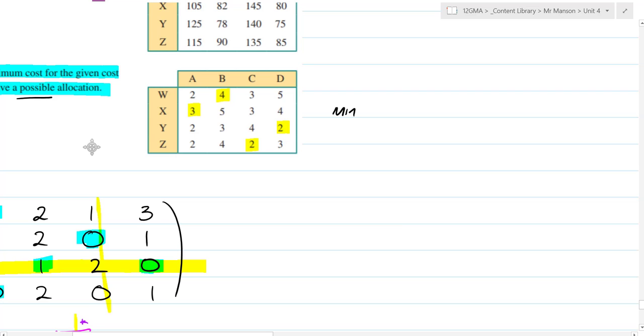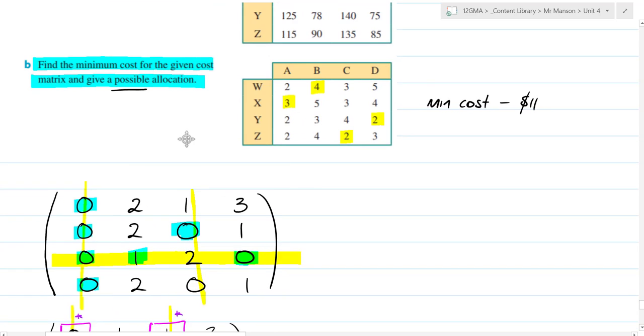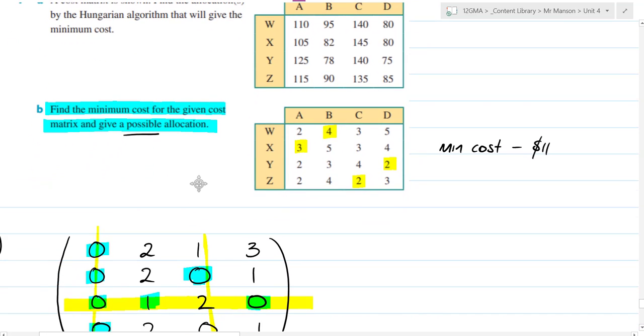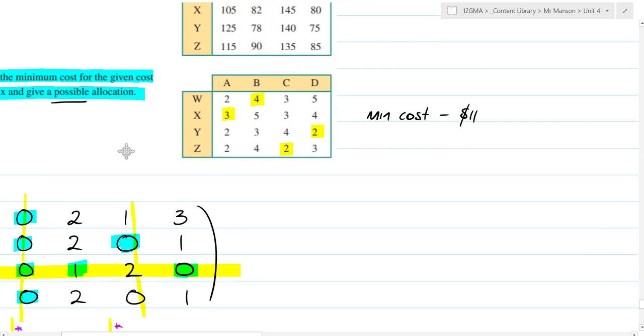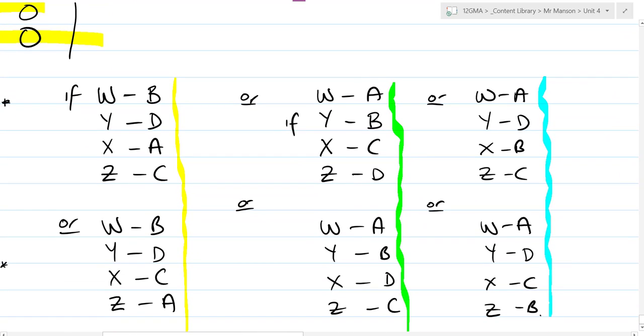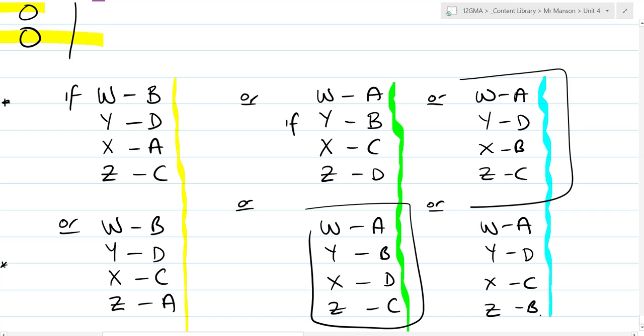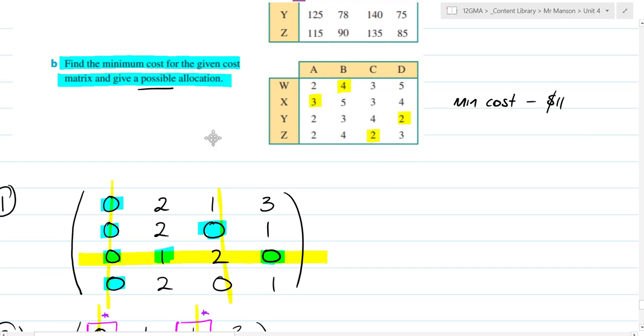So the minimum cost is 11. I've put $11. I don't even know if it's in dollars. Anyway, 11 something. Now, just to confirm, let's look at a couple of other options. Let's look at this one and this one, just to pick random ones. W is A, Y is B, X is D, Z is C, would give us 2 plus 3 plus 4 plus 2, 11.